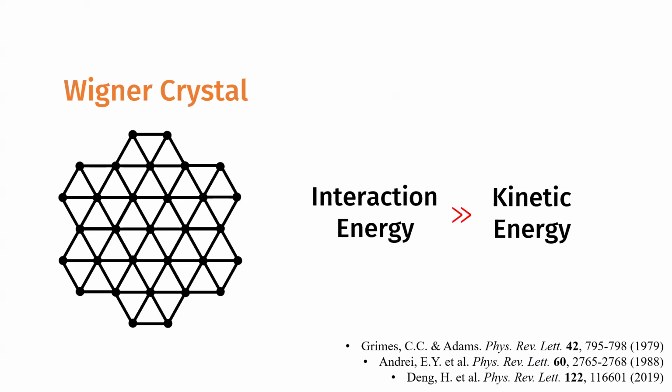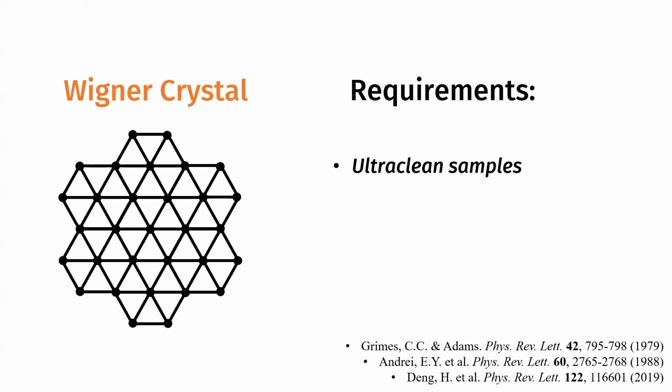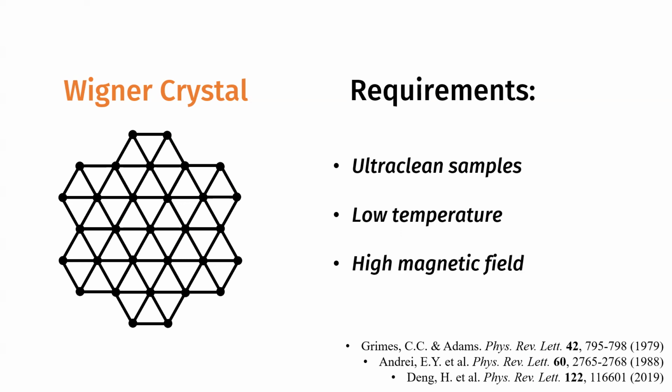I add lines in between the charges' 6 nearest neighbors to make it apparent that the Wigner crystal has a triangular lattice. And despite being theorized nearly a century ago by Professor Eugene Wigner, there is still a lot to discover about the properties of the Wigner crystal state because historically experiments have required ultra-clean samples, ultra-low temperatures, usually less than 1 Kelvin, and high stabilizing magnetic fields.